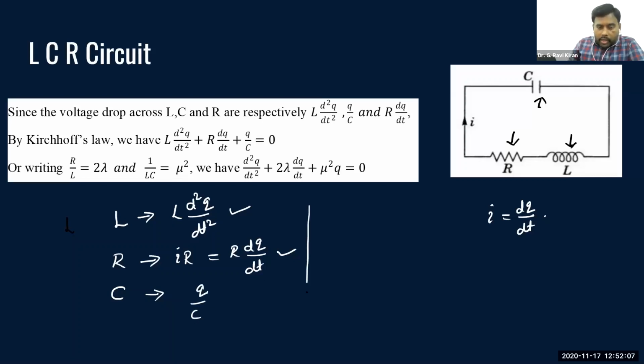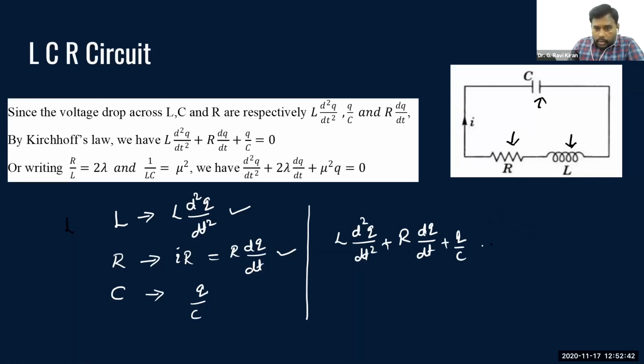Now, if you recall Kirchhoff's voltage law, it says that when there is no electric source, that is, no electromotive force, the net voltage drop across these three components is equal to 0. So if you add the voltage drops across the three components, you get L into d square q by dt square plus R into dq by dt plus q by C, and this sum of voltage drops is equal to 0. You got this from Kirchhoff's voltage law. Again, this is a second order differential equation.